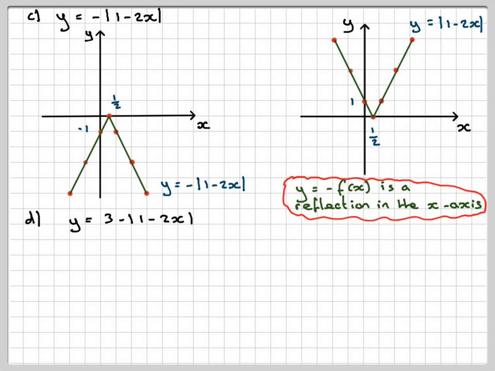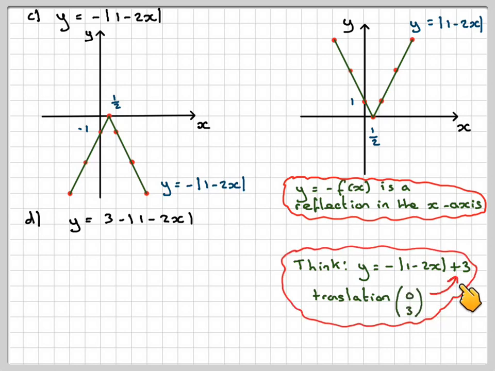Now for part D, we've got y is 3 minus the absolute value of 1 minus 2x. You're better to think of it as y is equal to minus the absolute value of 1 minus 2x, which we've just drawn up here, and then add 3. So basically what we have to do is translate this graph 3 units upwards. So translation (0, 3), that's what the plus 3 means. So we draw the graph.